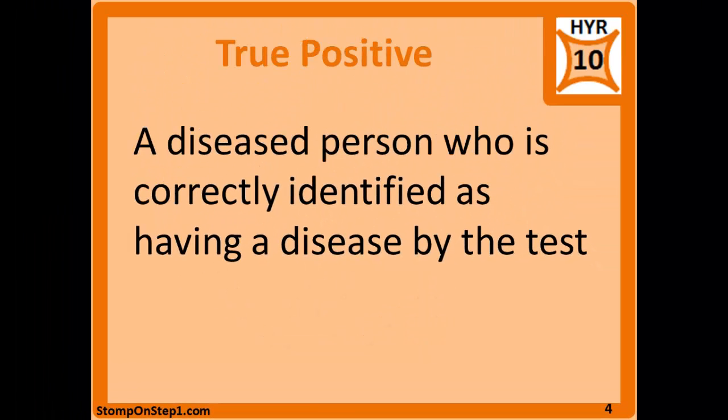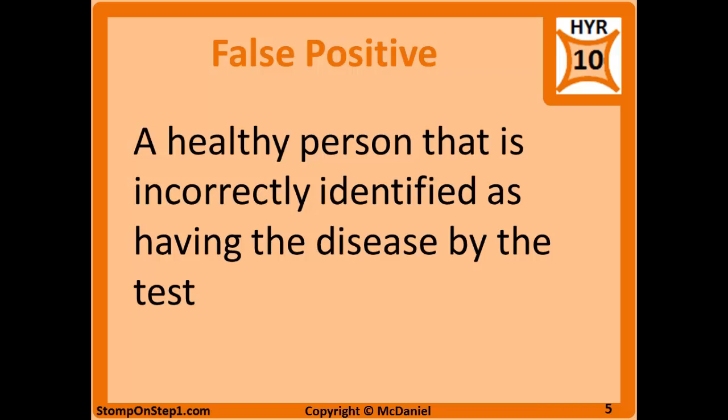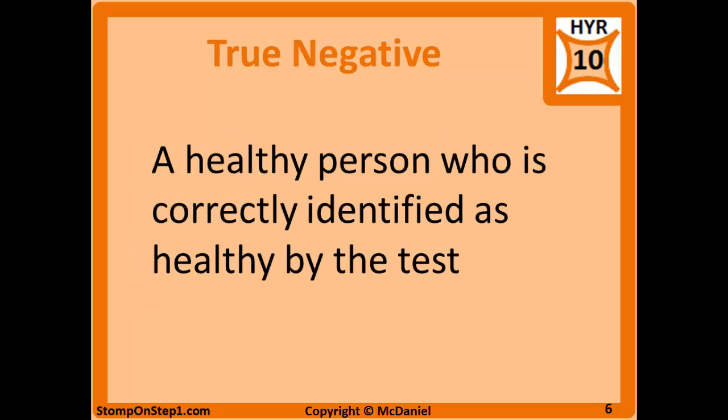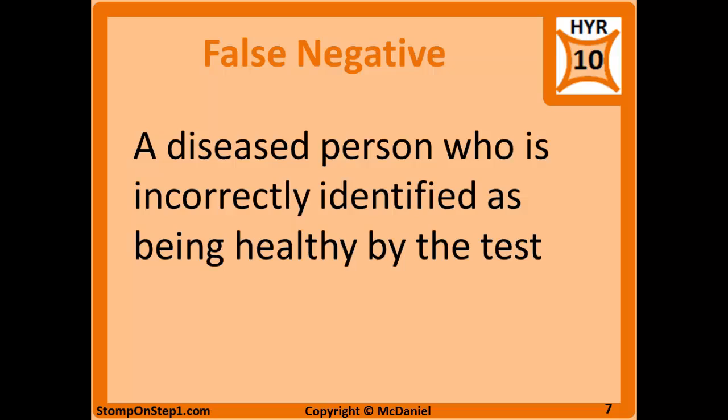But basically, true positive is just what it sounds like. It's a positive test result that is also true. So a diseased person who is correctly identified as having the disease by whatever test you're looking at. Similarly, a false positive would just be a healthy person that is incorrectly identified as having the disease by the test. True negative would be a healthy person who is correctly identified as being healthy by the test. And a false negative would be a diseased person who is incorrectly identified as being healthy by the test.